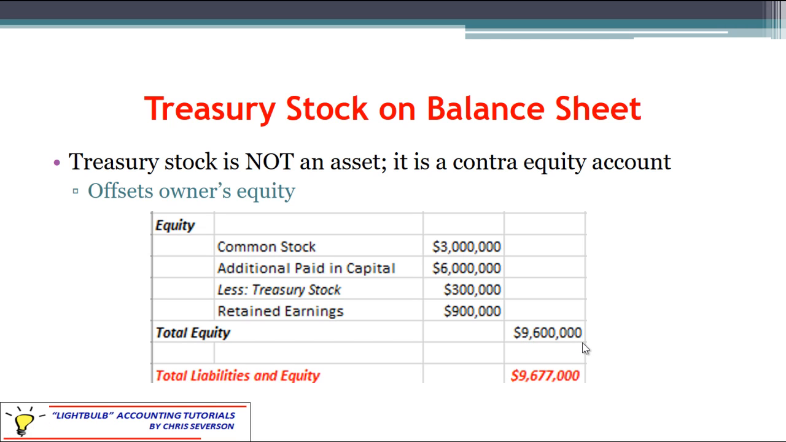The biggest thing to remember is treasury stock is not an asset. It's a contra equity account. That contra means that it offsets equity, but it also tells us it has the opposite normal balance of equity. Equity, or the capital accounts, have a credit balance. Treasury stock has a normal debit balance. So while it may look like an asset because it has a normal debit balance, it's not an asset. It goes in the equity section.